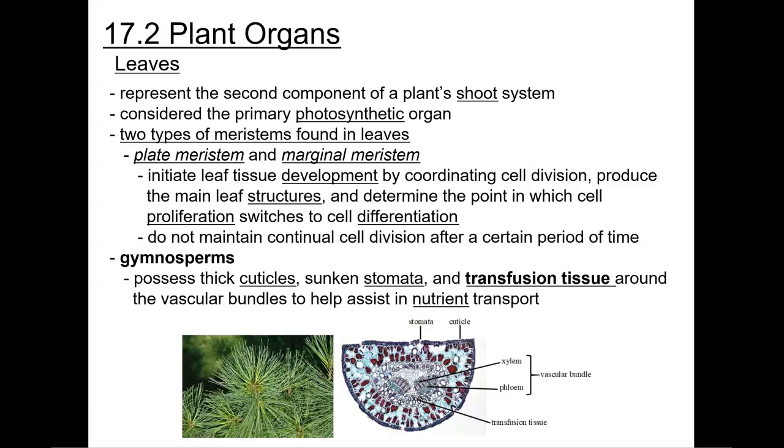Next, moving on to leaves. Leaves are going to represent the secondary component of a plant's shoot system. They're considered the primary photosynthetic organ. Two types of meristems are going to be found in leaves. You're going to have what's called the plate meristem and the marginal meristem.